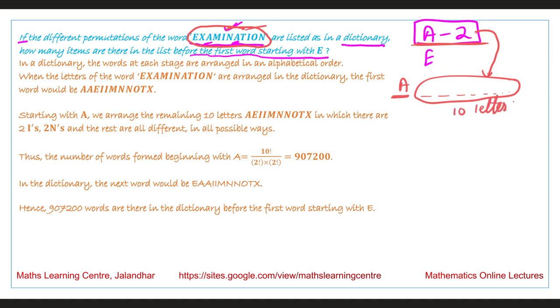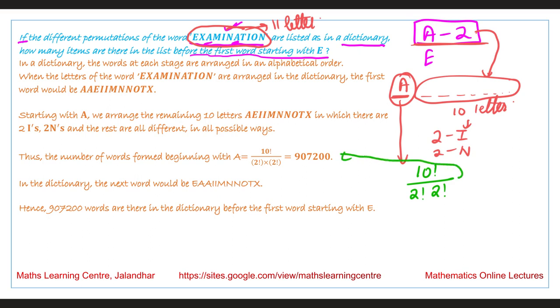The total letters we have is 11. We fix the first place as A. The remaining letters are 10, and among these 10 letters we have 2 I, 2 N, and the rest are all different. So the number of words that can be formed starting with the letter A is 10 factorial over 2 factorial into 2 factorial, and the answer is 907200. So these are the number of words which start with A.